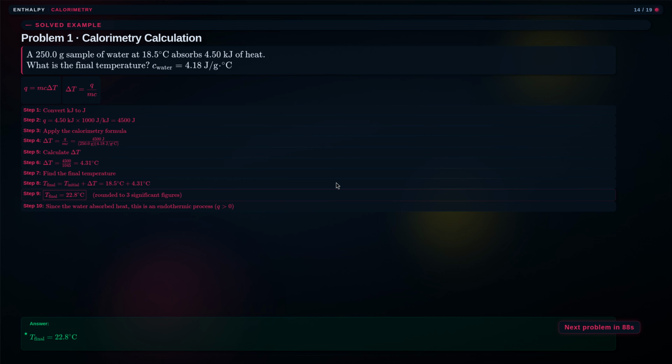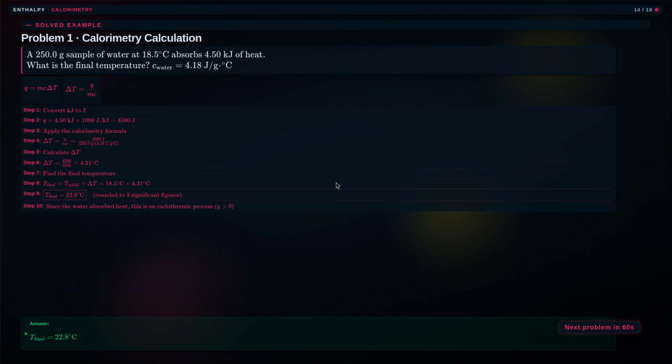Step 2. Apply the calorimetry formula. Delta T equals Q over mc. Delta T equals 4,500 over 250 times 4.18. Step 3. Calculate delta T. 4,500 divided by 1045 equals 4.31 degrees Celsius.